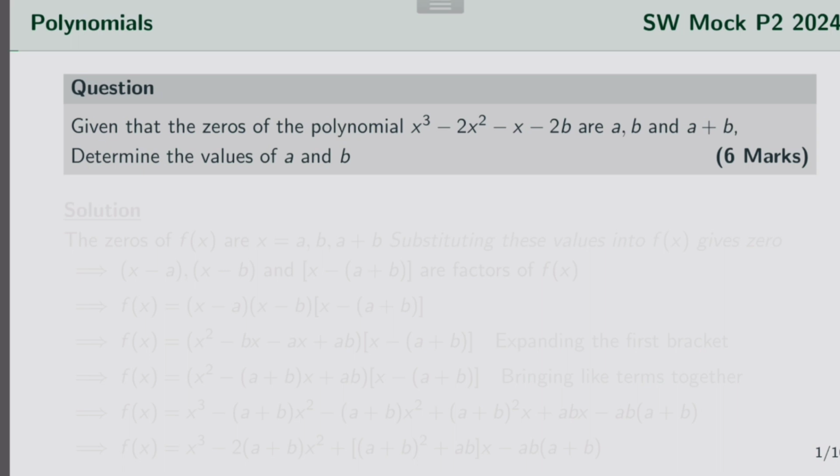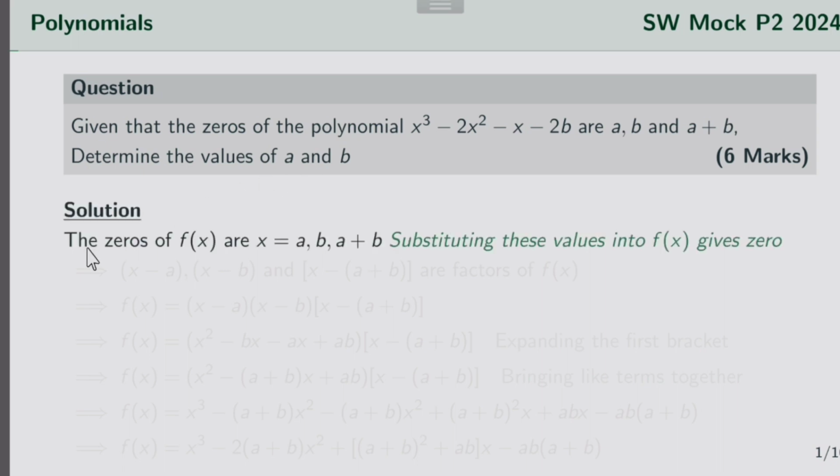Then to begin with, we need to ask ourselves the basic question: what is the meaning of the zero of a polynomial? The zeros of a polynomial are those values that, if you plug them back into the polynomial, your answer will be 0. So it means if a, b, and a plus b are the zeros, then substituting these values into the function f of x will give you 0.